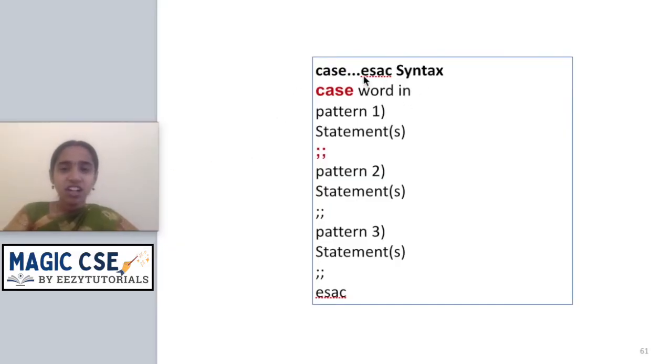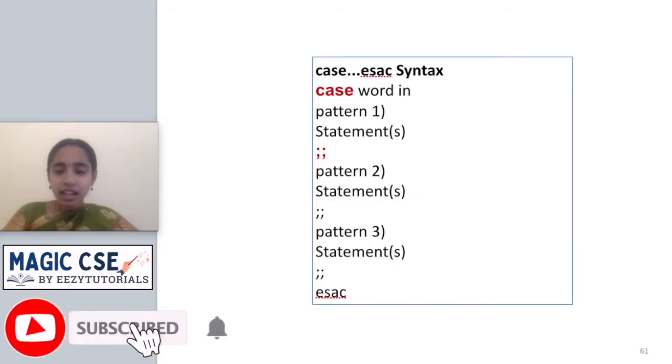The syntax for case is: case, then the variable for which you want to find the pattern match, space, in. Then you give the first pattern and its statements, then the second pattern and its statements, third pattern and statements, like that as many as you want. Inside every pattern you give the statements you want to execute. Between every pattern you have to give break, which is denoted by double semicolon. This is the syntax for case statements.